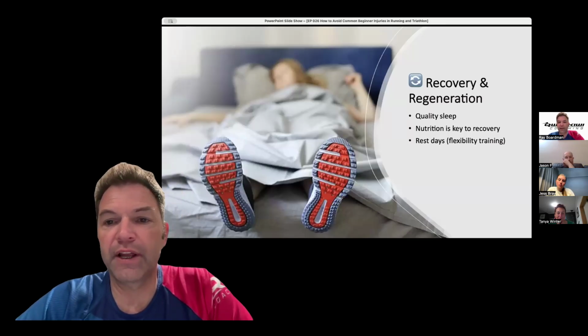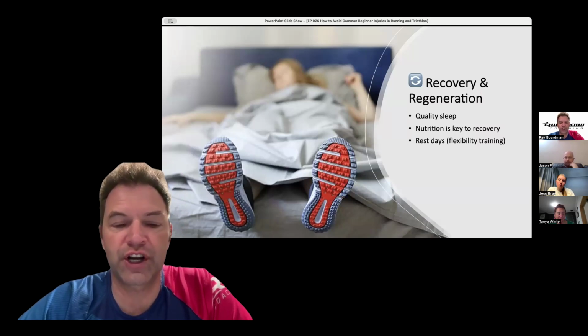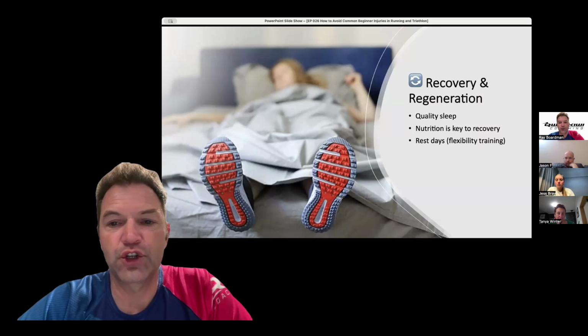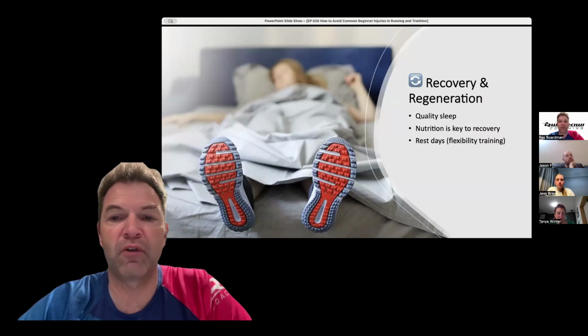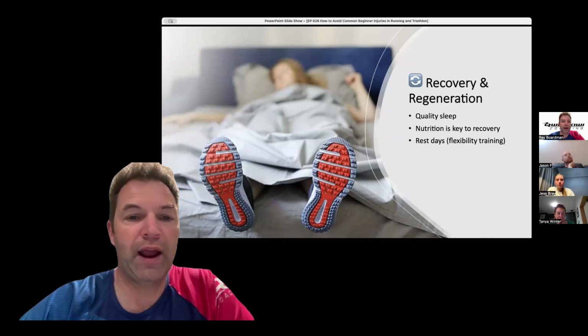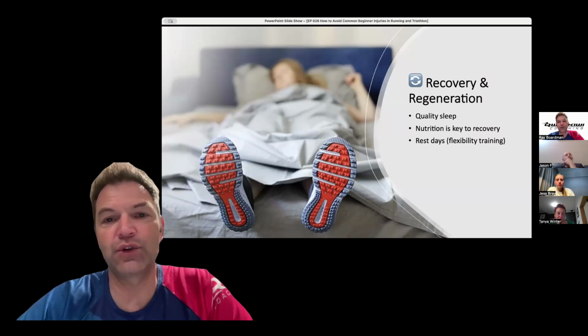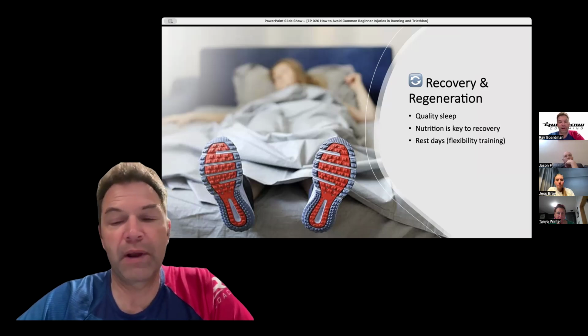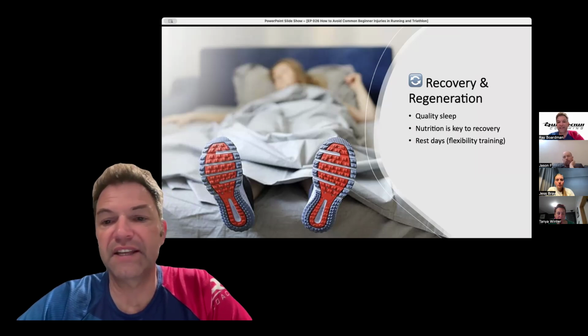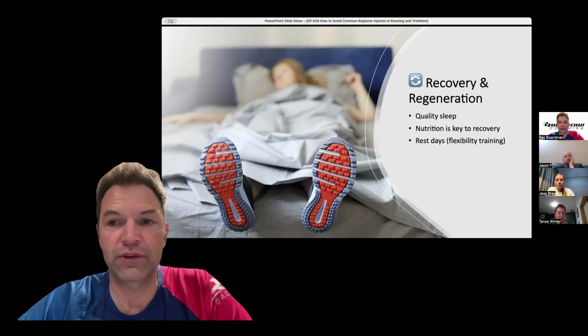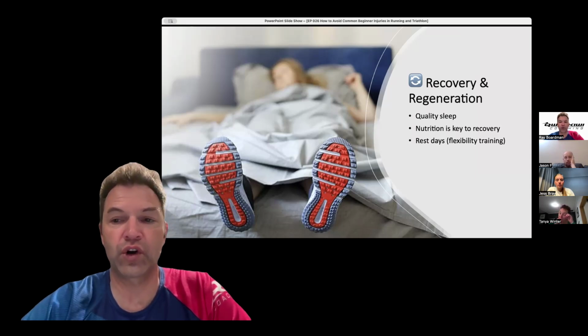To help with that recovery and regeneration, quality sleep and nutrition are the two biggest factors in terms of improving that. If you have poor sleep, your body is focusing on doing other things. You're not getting that recovery. You're not going to be able to perform optimally at future sessions, and that will help put you in a position where injury is likely. If you are injured, poor quality of sleep will mean that you don't get to recover from that injury and improve and then start building on your fitness. That's one reason why I recommend rest days and including that flexibility training on those rest days so you're doing something productive for your training.